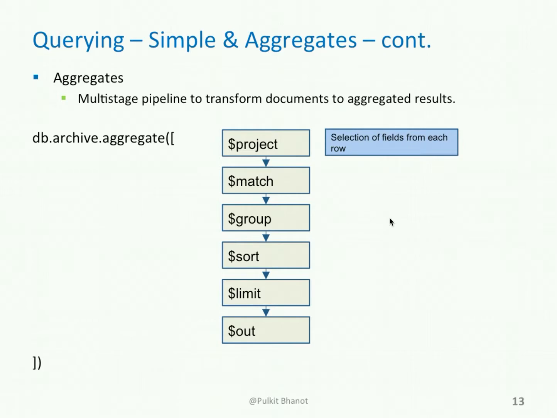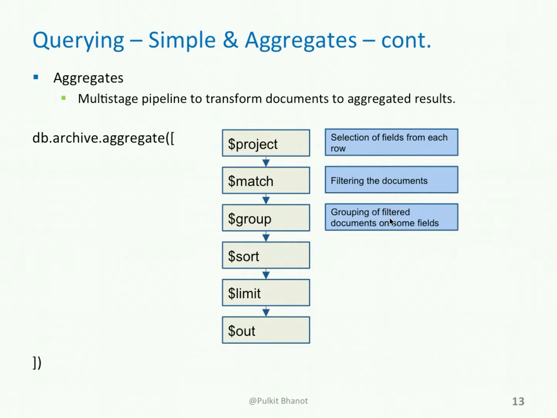In this stage, we try to select the fields from each row of a collection, basically the fields which we think will help us get the desired aggregated output which we are looking for. The second stage is a match stage, wherein we basically filter the documents. Like let's say the age is in between some criteria, or the person belongs to a particular state in the country, something like that.